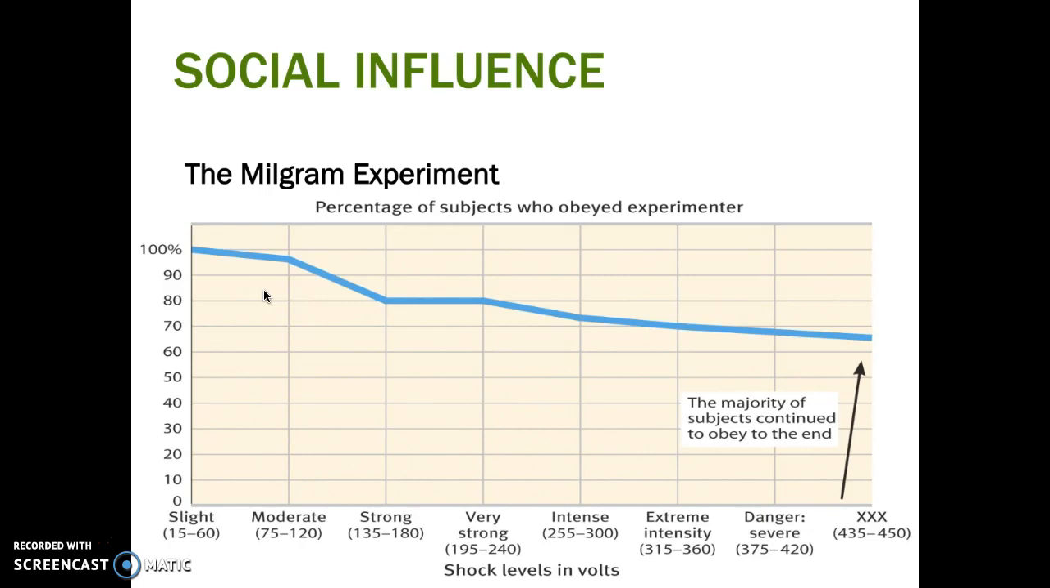Milgram begins this experiment 3 months after the trial of Adolf Eichmann begins. If you remember from when we were doing developmental psychology and the development of morals and ethics, we talked about Adolf Eichmann and we talked about Hannah Arendt and Hannah Arendt's writing on Eichmann about the banality of evil.